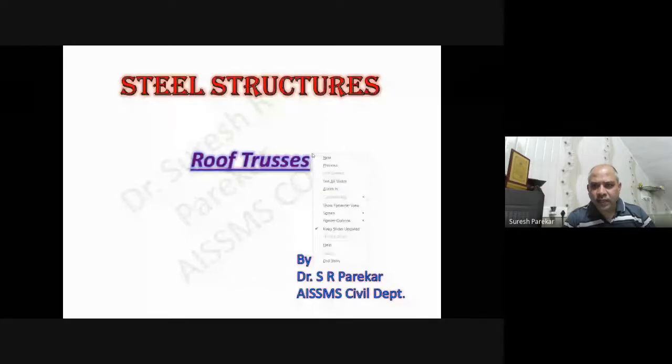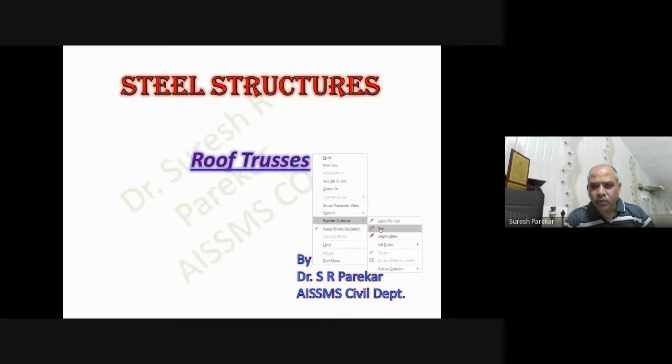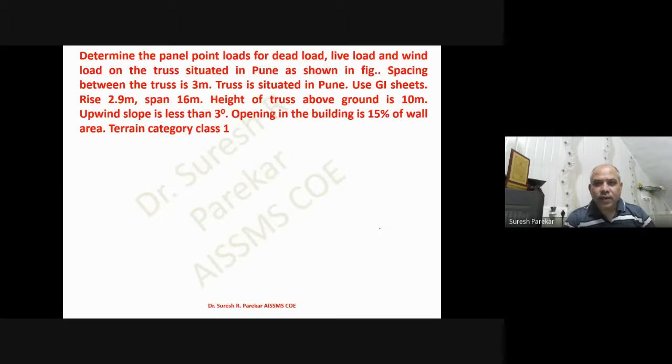Good evening. Today we are going to see the panel point load due to wind. In this, our truss is situated in Pune. Then we use GI sheet, so the rise and everything we have considered. Then this truss is 10 meter above ground, which is required for K2. Then the upward slope is less than 3 degrees, required for K3.